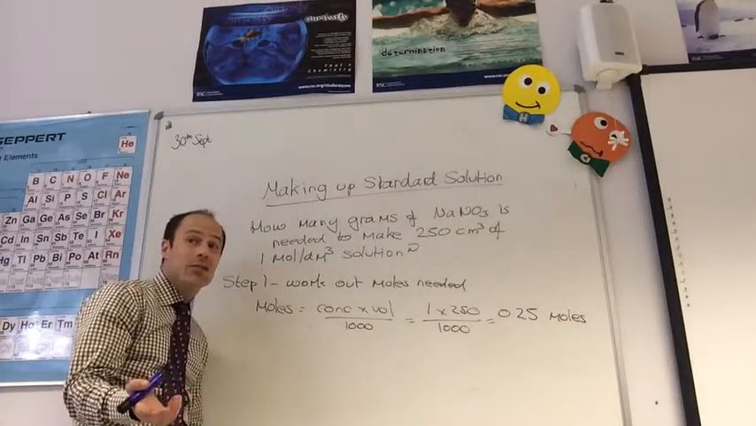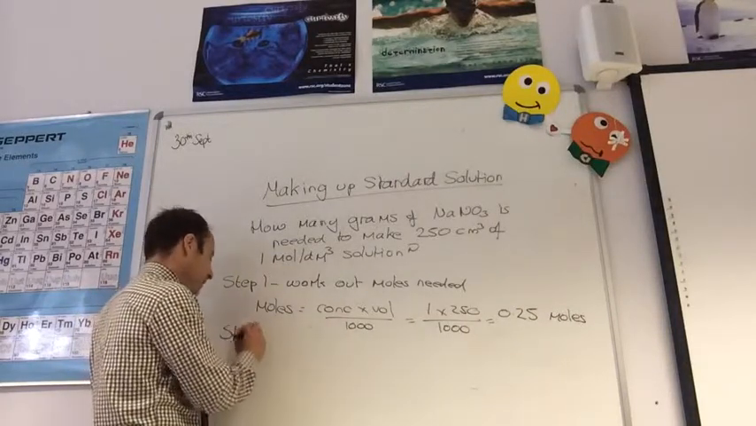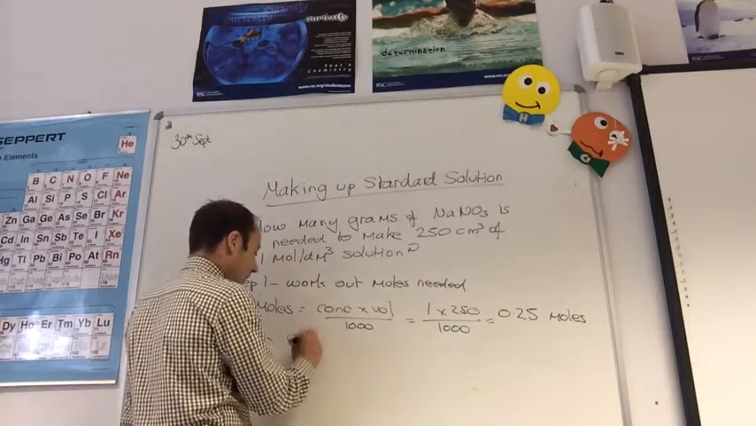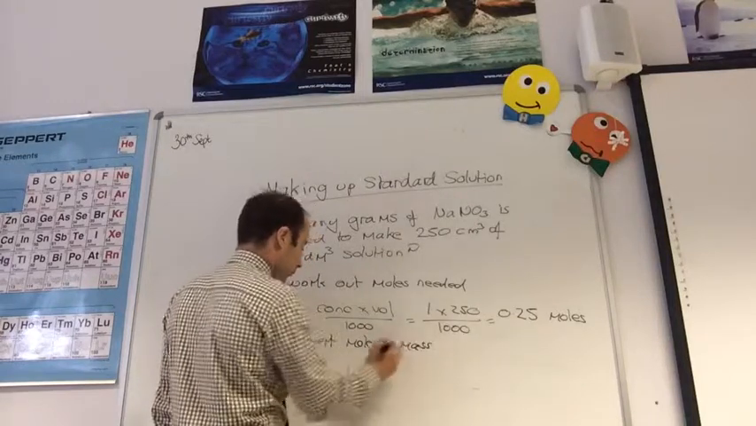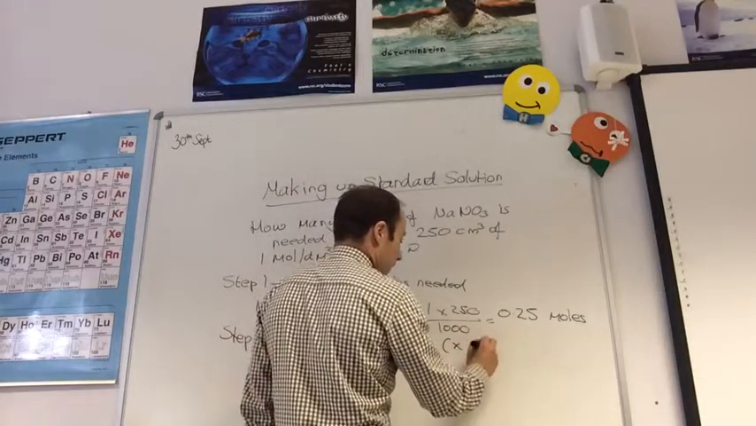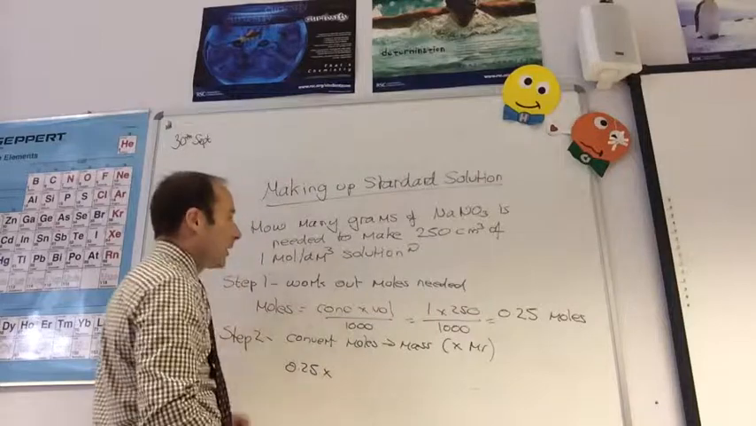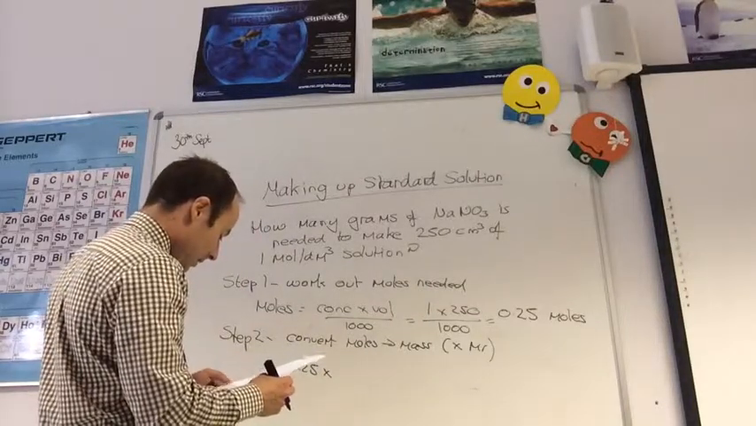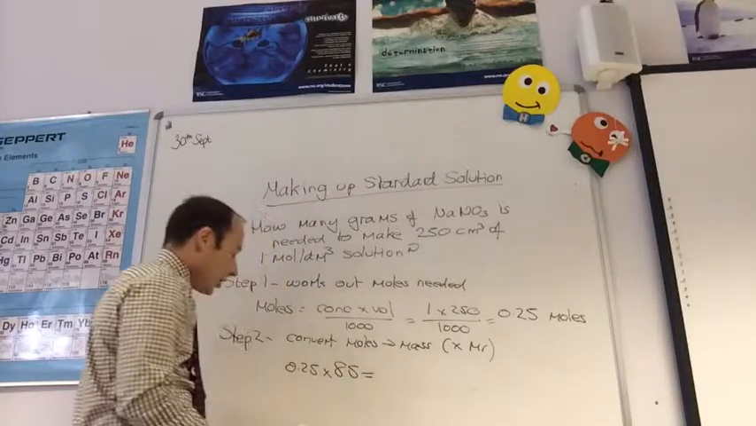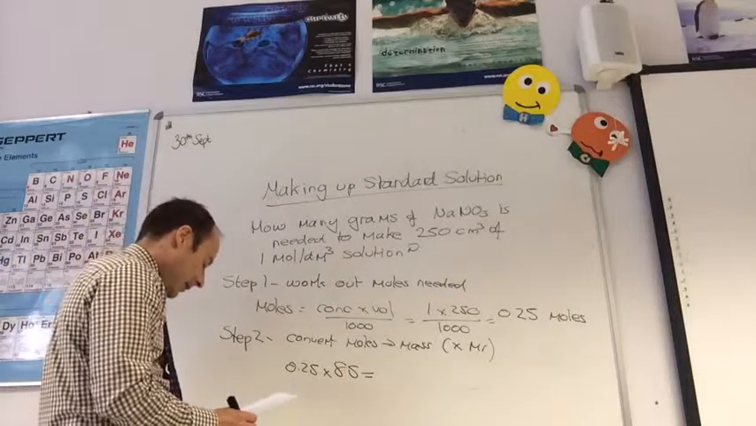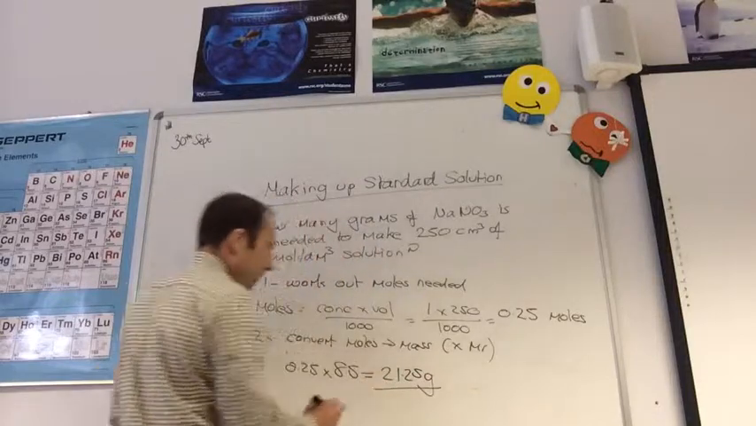How do I convert it to a mass? Moles to mass is times by the molar mass. Yes, cool. Step 2, convert moles to mass, which means times by the molar mass. So I'm going to do 0.25 times the molar mass of sodium nitrate, which I have as being 85. So 0.25 times 85 gives me 21.25 grams.